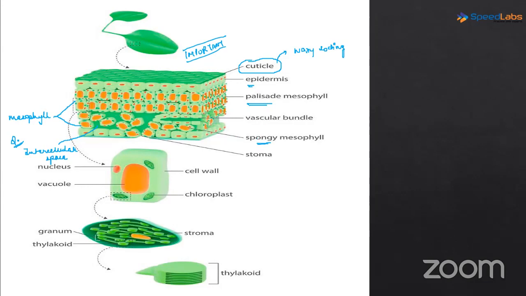Now look, here we see one more new word, vascular bundle. Here we can see the vascular bundle. I am sure everyone remembers the vascular bundle: xylem and phloem. We will talk about plants, xylem and phloem. Yes, the function of xylem is to transport water and minerals, and phloem transports food, right? So xylem and phloem make the vascular bundle. The function of the xylem is transportation of water and minerals, and the function of phloem is that it transports food. Okay, I hope I am clear with this part.